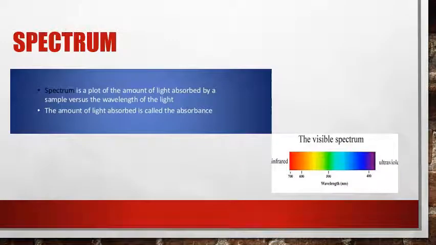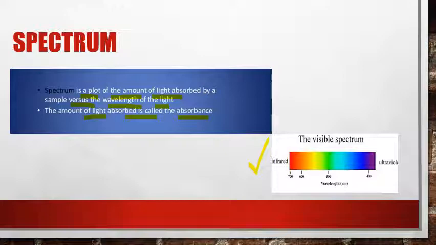What is a spectrum? The spectrum is a plot of the amount of light absorbed by a sample versus the wavelength of the light. The amount of light absorbed is called absorbance. This is the common spectrum, which is called the visible spectrum. Here you have white light. When it is passed through a prism, it is split into different colors, which we are able to see at particular wavelengths, that is Vibgyor.